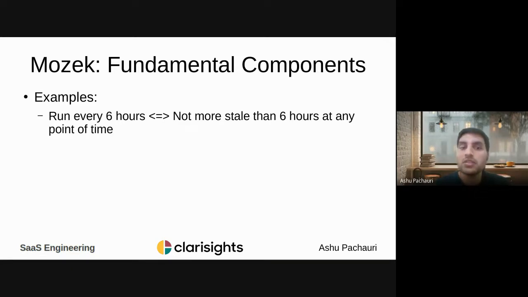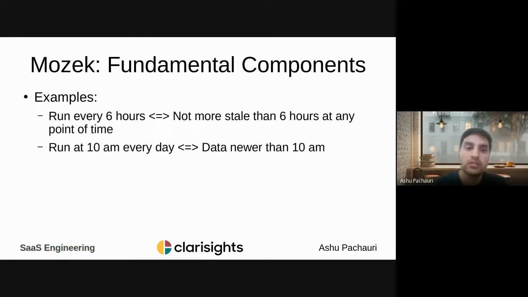So what this means is that the period is automatically captured. If something ran at 1 a.m., then it has to run at 7 a.m. also. But the point is that if there was a missed schedule, you are not going to wait another 6 hours to pick it up. You are going to immediately see that, oh, data is more stale than 6 hours. So I'm again going to pick up as soon as my Mozek system comes back alive.